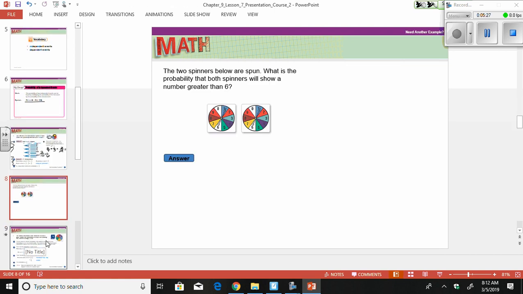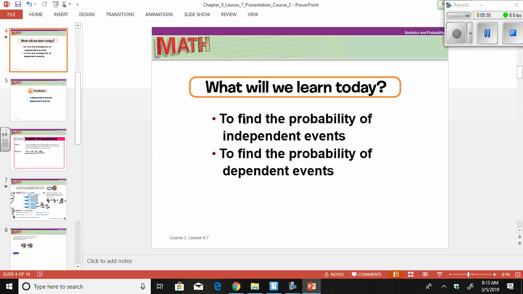2 spinners below are spun. What is the probability that both spinners will show a number greater than 6? So numbers that are greater than 6. Let's see if it'll let me. That didn't work.